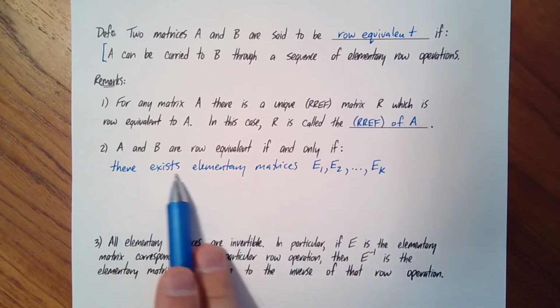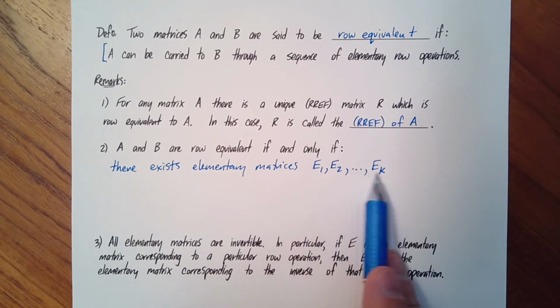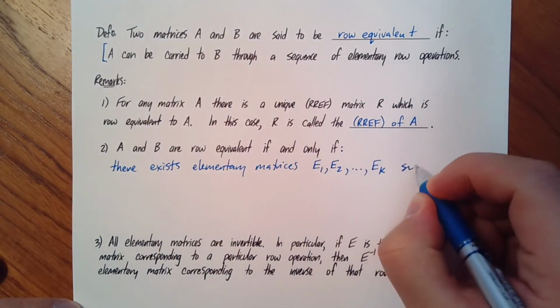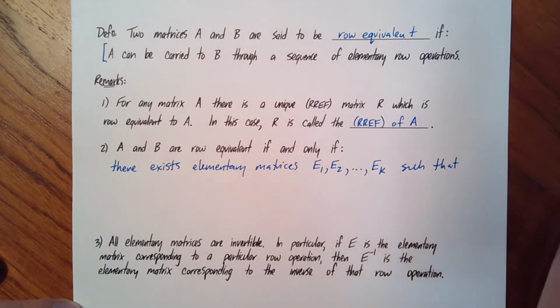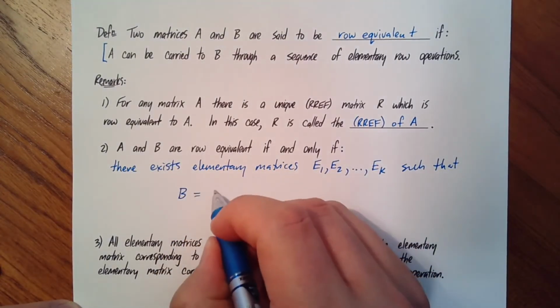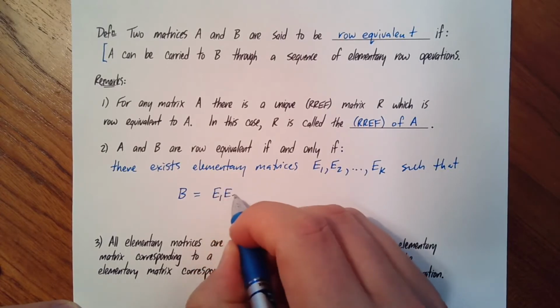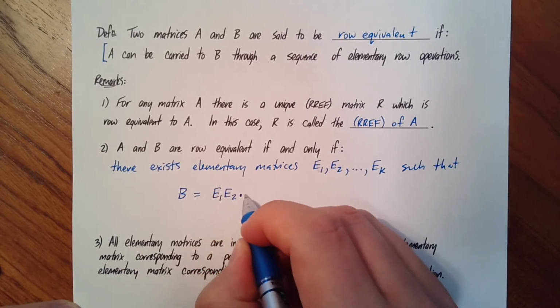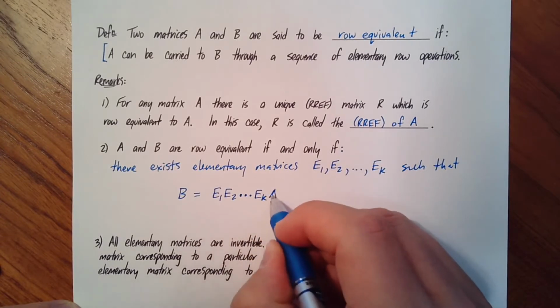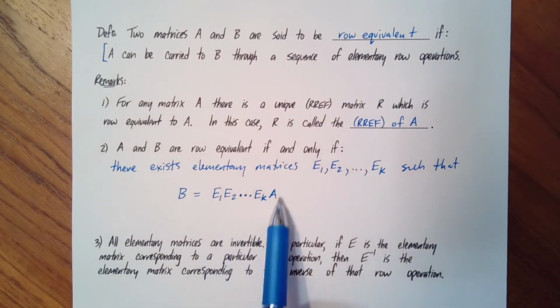So there exist elementary matrices E1, E2, all the way up to the last one, EK, however long that list may be, such that you can write B is equal to E1, E2, all the way up to EK, times the matrix A, where this is just a string of multiplication.